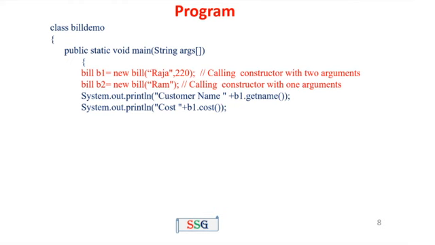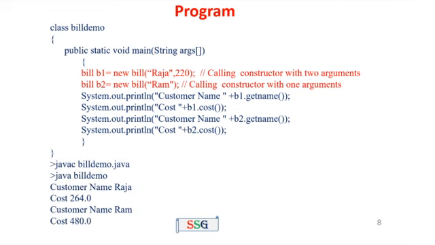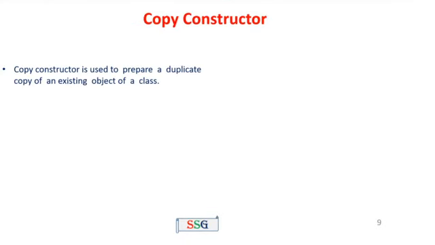Then we call the getName function and the cost function through objects b1 and b2. Here b1.getName equals Raja, b1.cost equals 264. Then b2.getName equals Ram, b2.cost equals calls integral 400 into 1.2 equals 480 rupees.